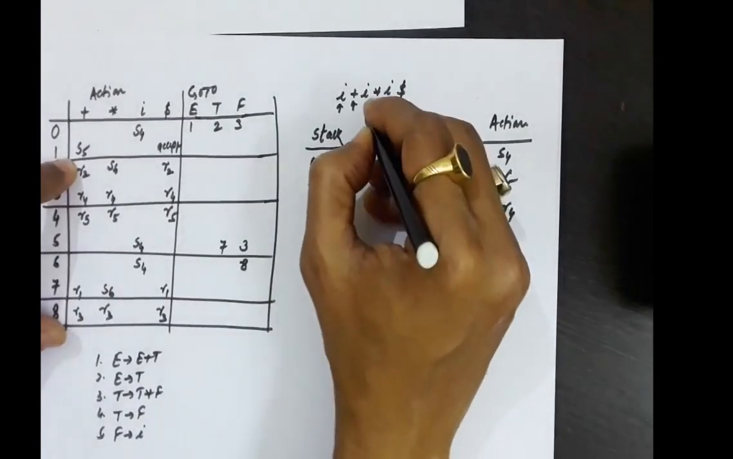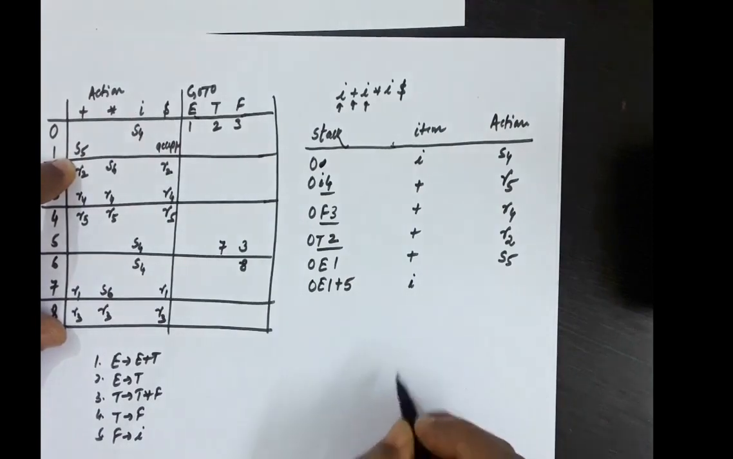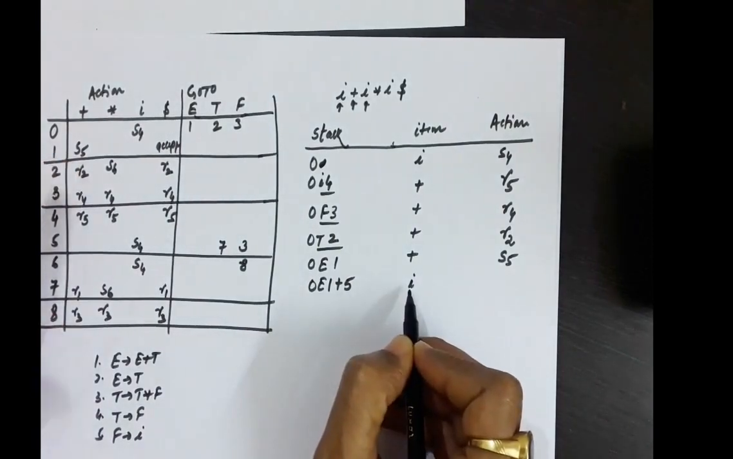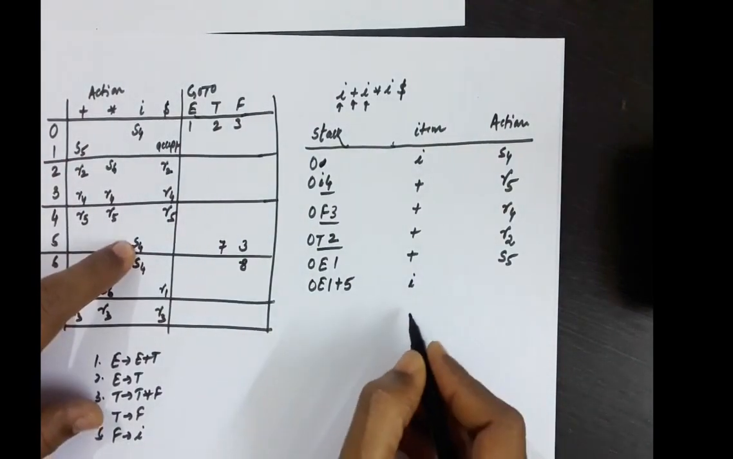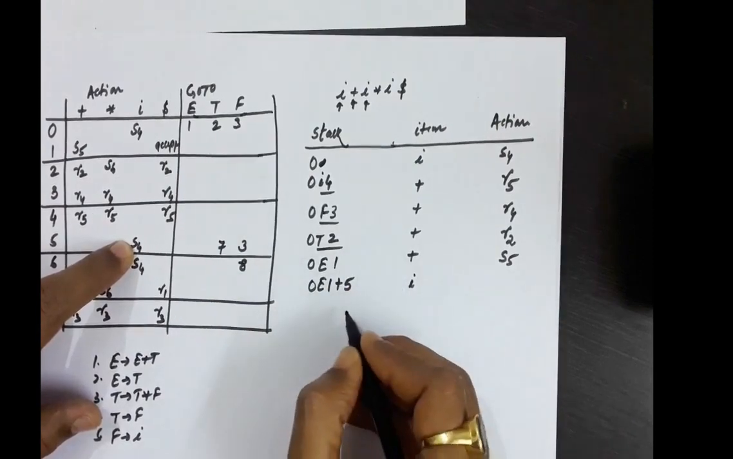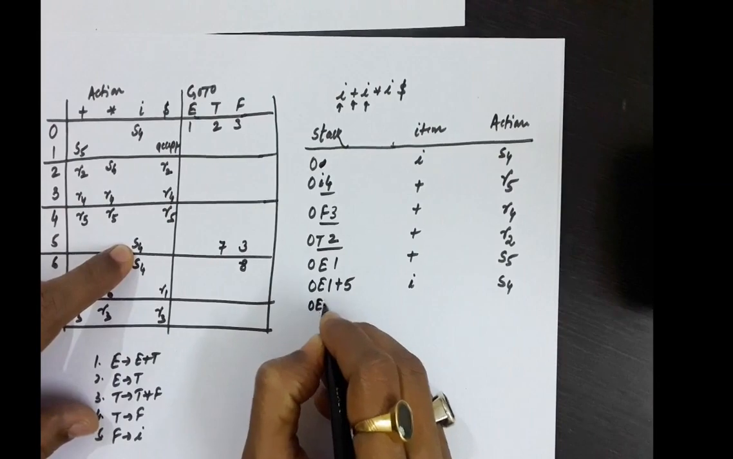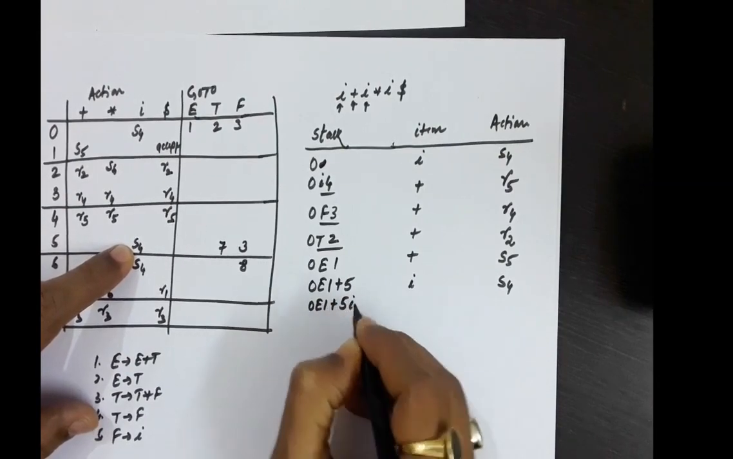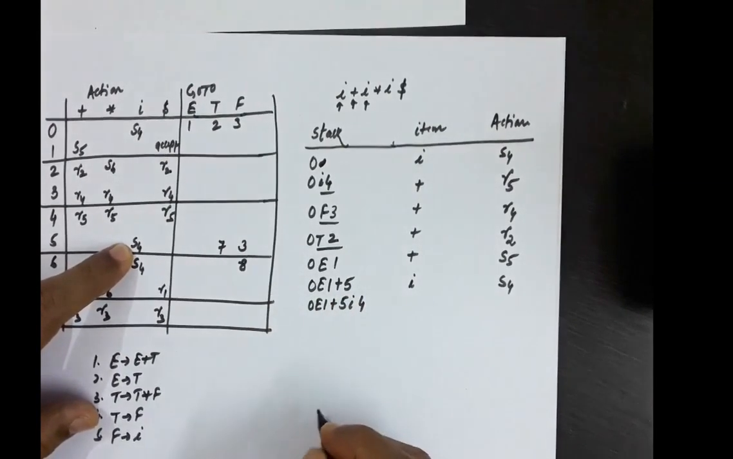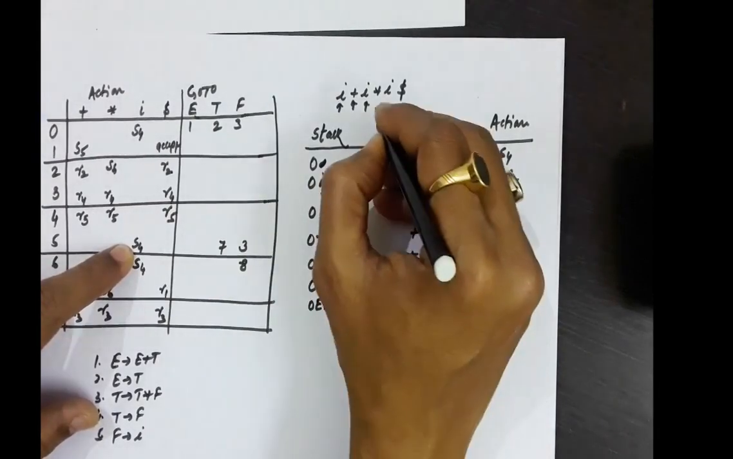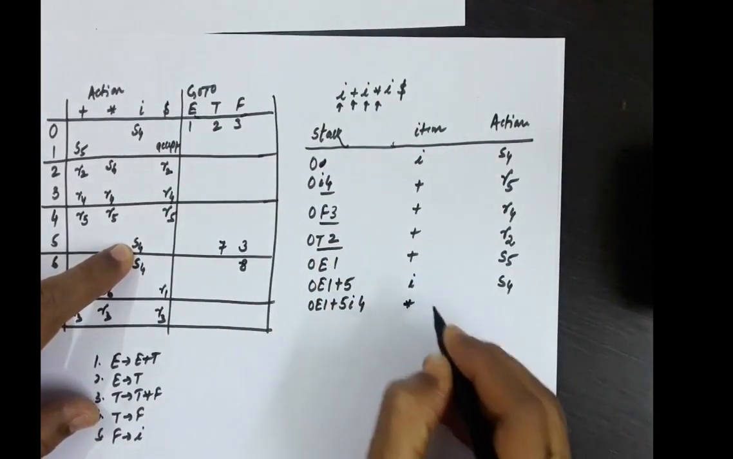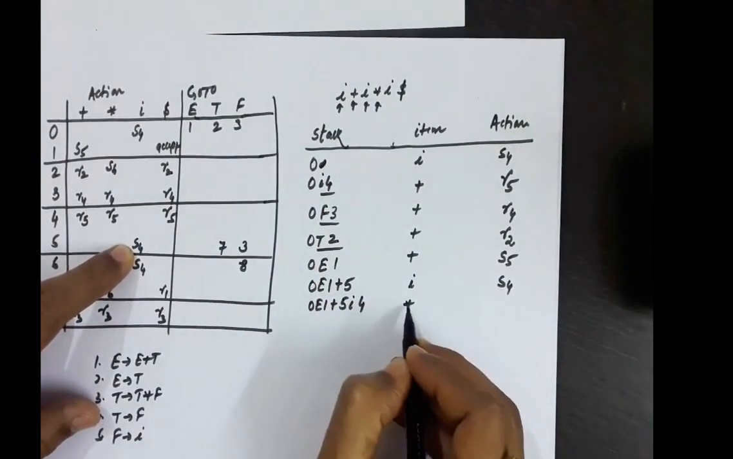Now you have to see the next symbol, that is I. We have 5 and I. 5 and I is S4. This symbol will be shifted on the stack with the rule number 4. So 0E1 plus 5 I4. Then next symbol is multiplication sign. So we have 4 multiplication.